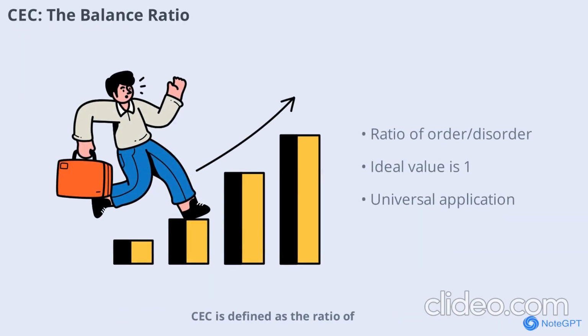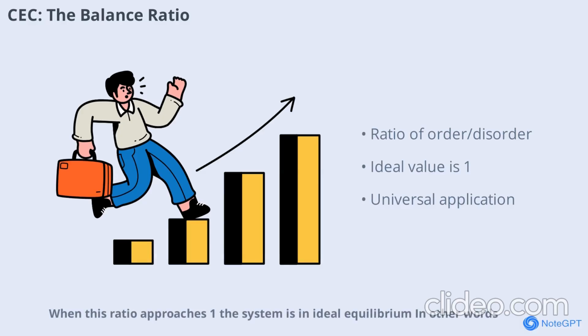CEC is defined as the ratio of balanced states to imbalanced states across everything. CEC equals Σ balanced states divided by Σ imbalanced states. When this ratio approaches 1, the system is in ideal equilibrium. In other words, the universe is always striving to keep this ratio as close to 1 as possible, ensuring that chaos and order are perfectly matched. This ratio can be applied not just to our universe, but to any system, including the multiverse.